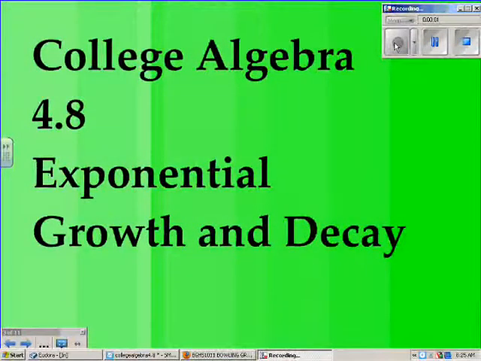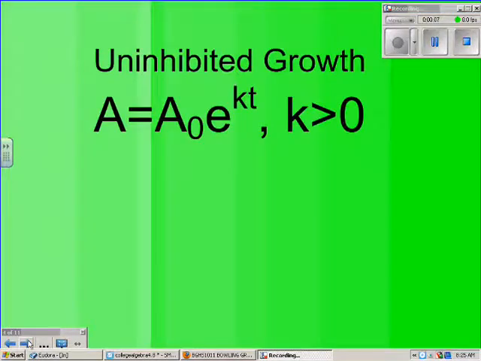Exponential growth and decay. You might have already done a little bit with this at some point in time. First thing we're going to talk about is this idea called uninhibited growth. And what's up there now is just the equation or the model for something that works like this. A equals A sub naught times e to the kt power. In the case of uninhibited growth, k is greater than 0.